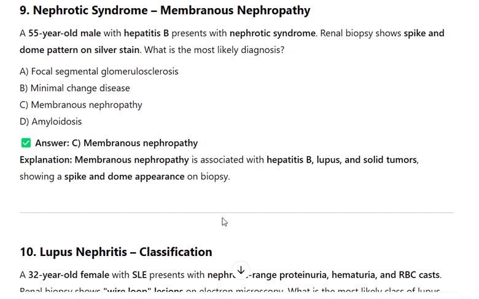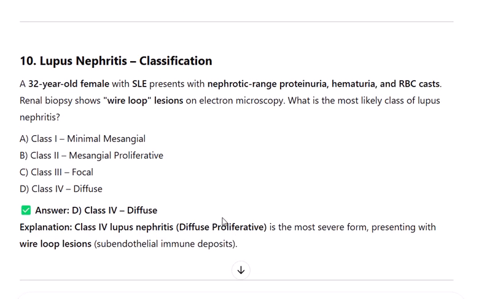10. Lupus nephritis classification. A 32-year-old female with SLE presents with nephrotic range proteinuria, hematuria, and RBC casts. Renal biopsy shows wire loop lesions on electron microscopy. What is the most likely class of lupus nephritis? A. Class 1, minimal mesangial. B. Class 2, mesangial proliferative. C. Class 3, focal. D. Class 4, diffuse. Answer D. Class 4 lupus nephritis, diffuse proliferative, is the most severe form, presenting with wire loop lesions and subendothelial immune deposits.